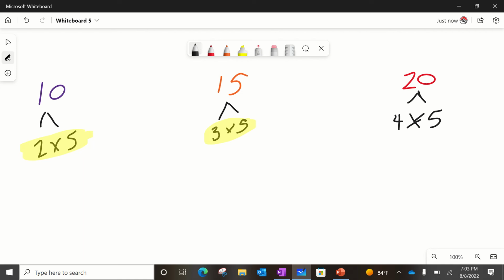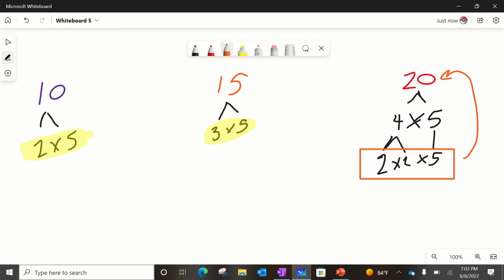However, this 4 can be broken down into 2 times 2. This 5 can't be broken down, so I bring down this 5. Now, the reason why I do this is because if I were to multiply all these three numbers, it will equal 20. This is its prime factorization. And the reason why I do this is because that way you can compare factors. 2 times 2, which would equal 4, times 5 would equal 20. Therefore, this is its prime factorization.